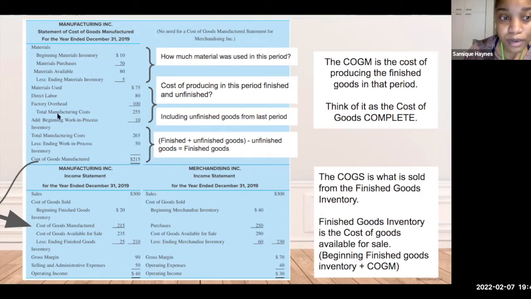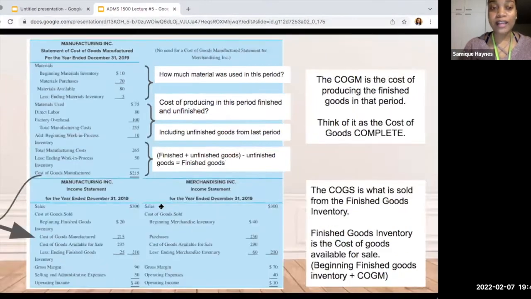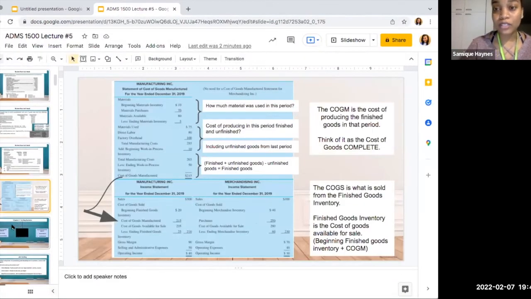Then we used a formula to calculate our cost of goods manufactured. Then we put this cost of goods manufactured into here, our income statement, to come up with a cost of goods sold. Once you have your cost of goods sold, you deduct any selling and administrative expenses, or your period expenses, and then that will give you an operating income. Okay, so that is it for the review from last week.